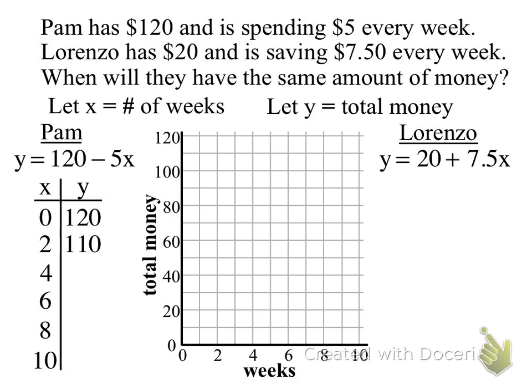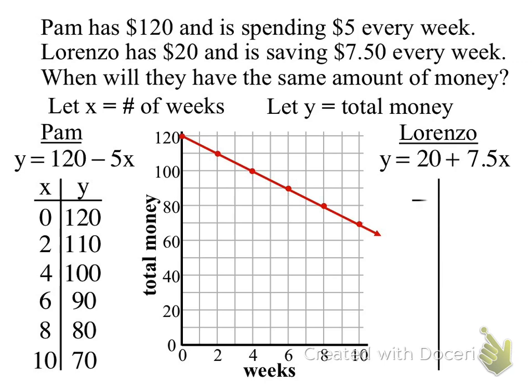After 4 weeks, what do we have? After 5 weeks, what do we have? Can we predict what she would have after 8 weeks? Yes. How much? 80. And at 10? 70. And we plot those points. Now notice, is this a positive slope or a negative slope? Negative. Money starts high and I'm losing it.